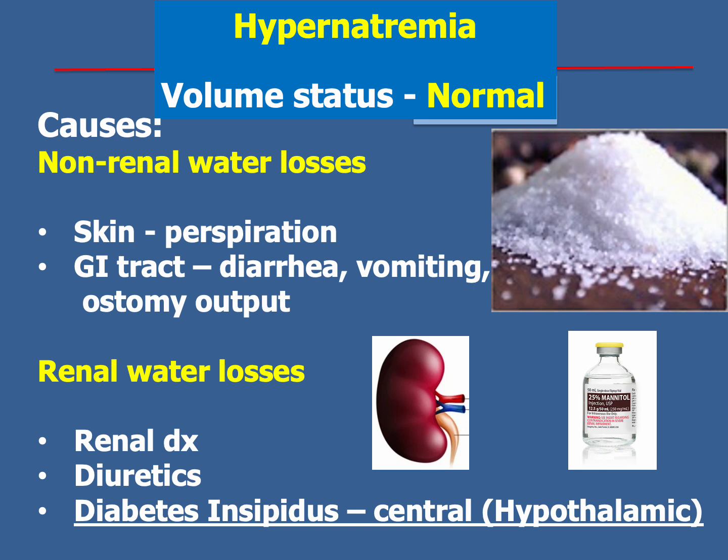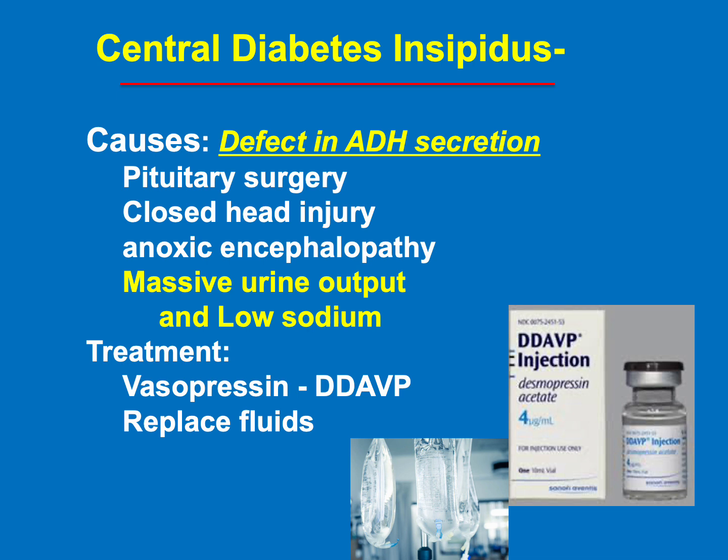Central diabetes insipidus is a defect in antidiuretic hormone as a result of pituitary surgery, closed head injury, or anoxic encephalopathy. The patient exhibits a high serum sodium with increased serum osmolarity and decreased urine osmolarity. There is massive urine output. The treatment is to replace total body water and give desmopressin, a synthetic vasopressin.